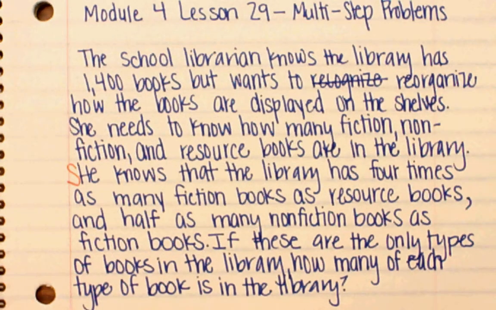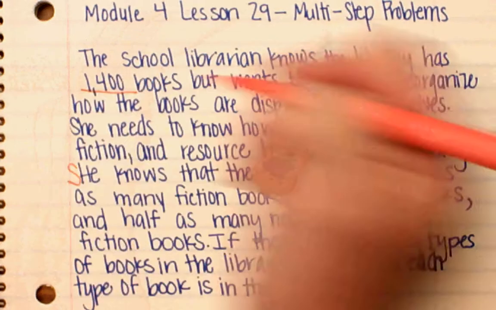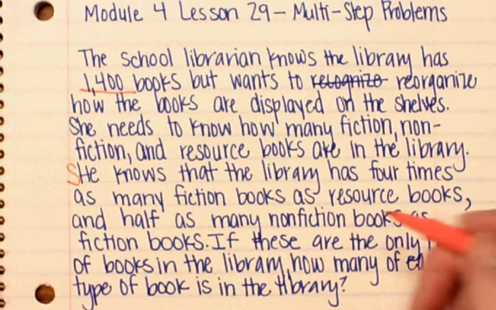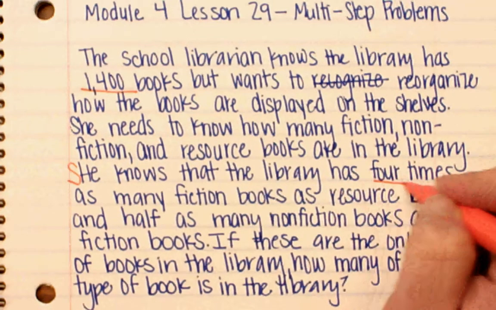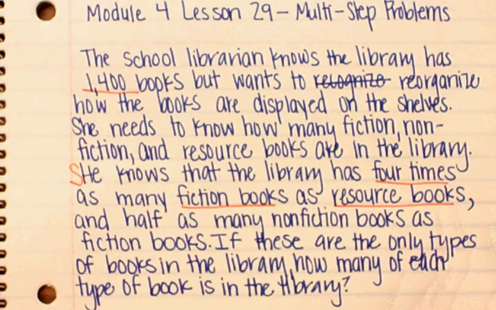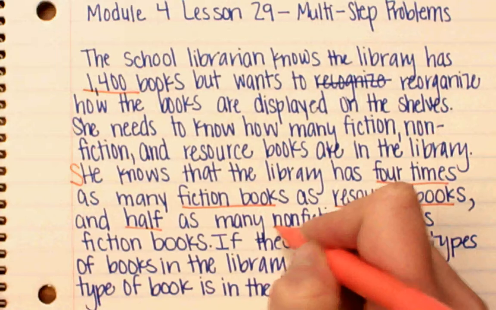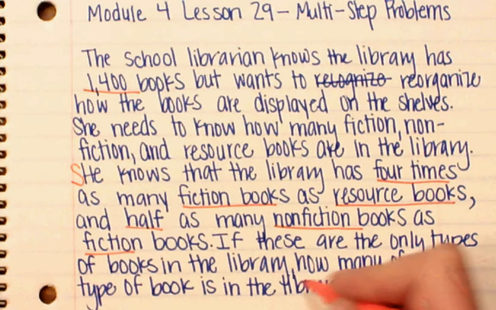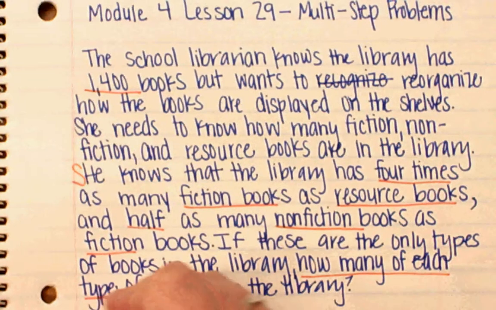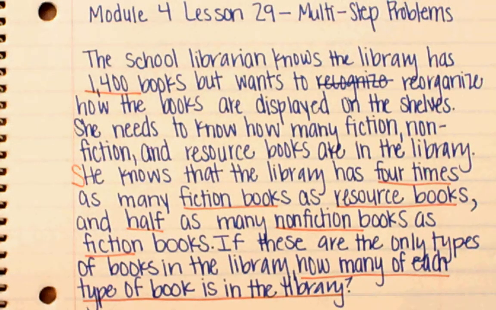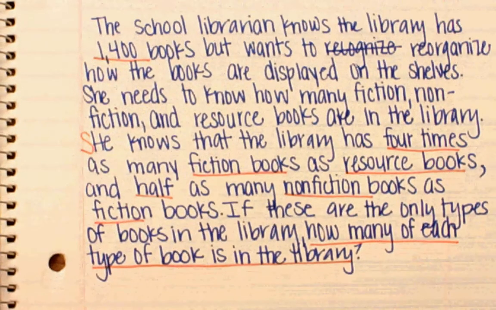So I'm going to highlight or underline what I see is important. I know that there's 1,400 books in all. That the library has 4 times fiction books as resource and half as many nonfiction as fiction. I need to solve how many of each type of book is in the library. Okay?